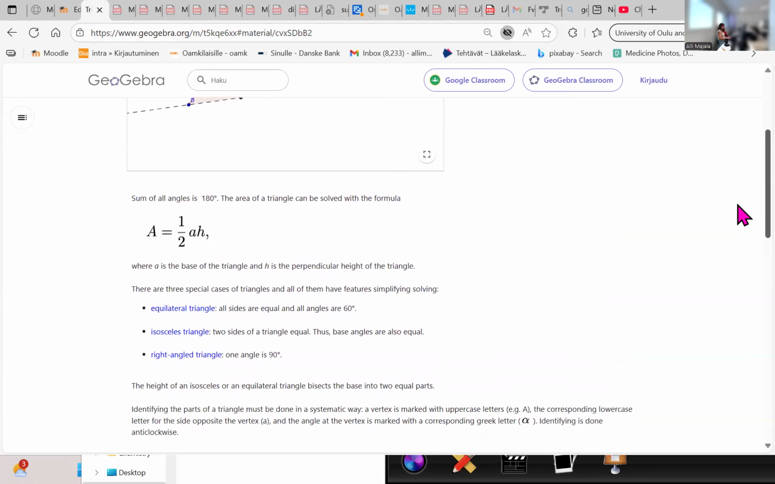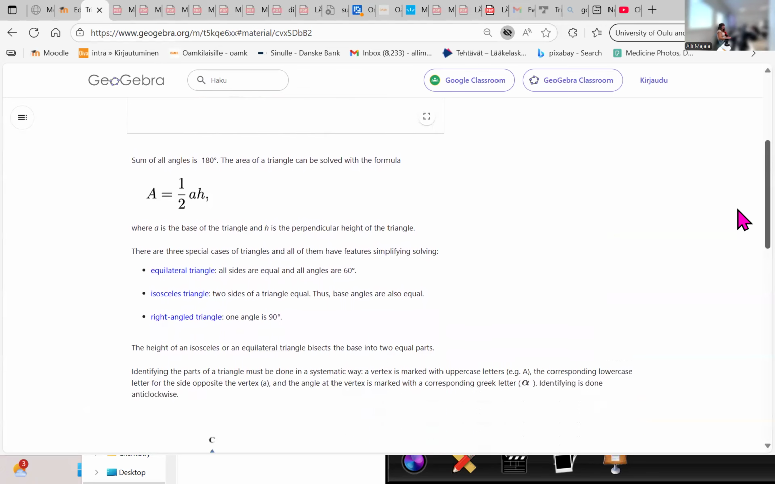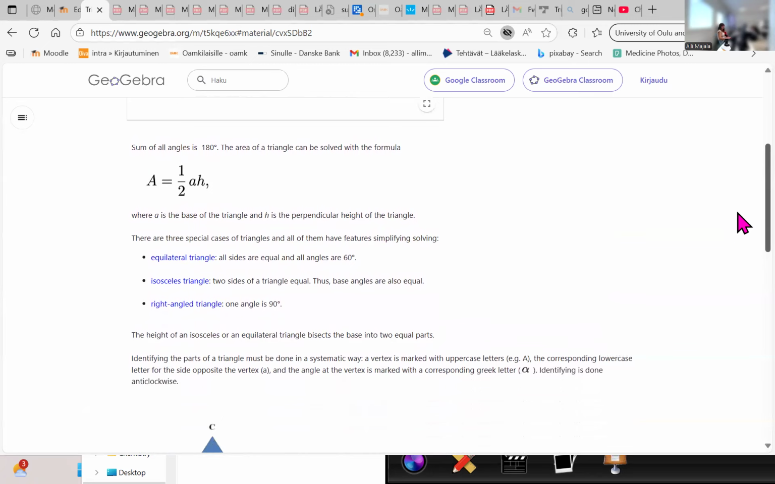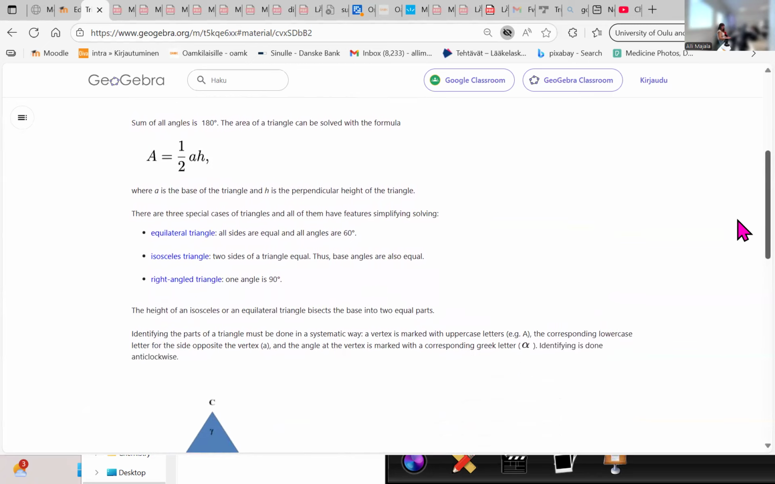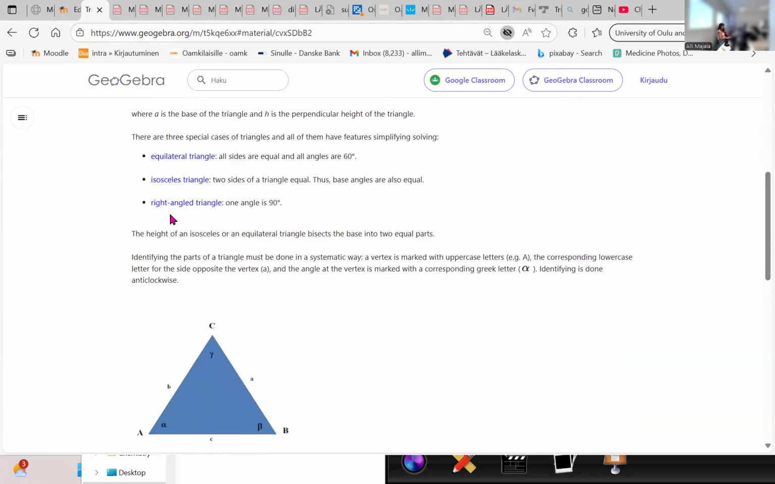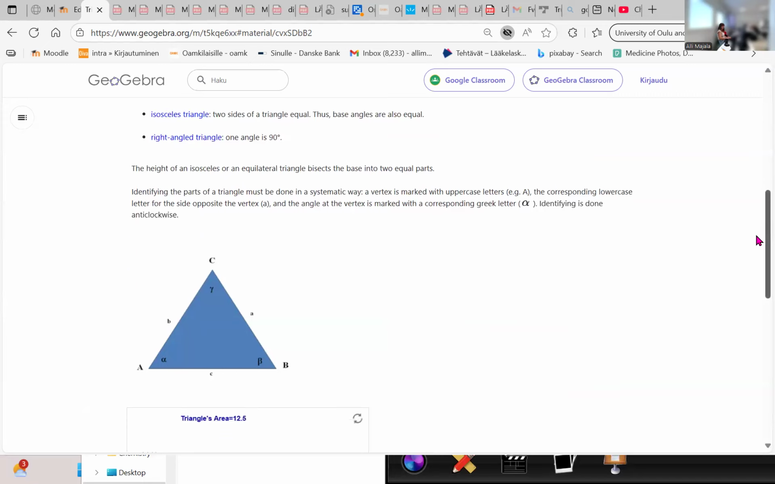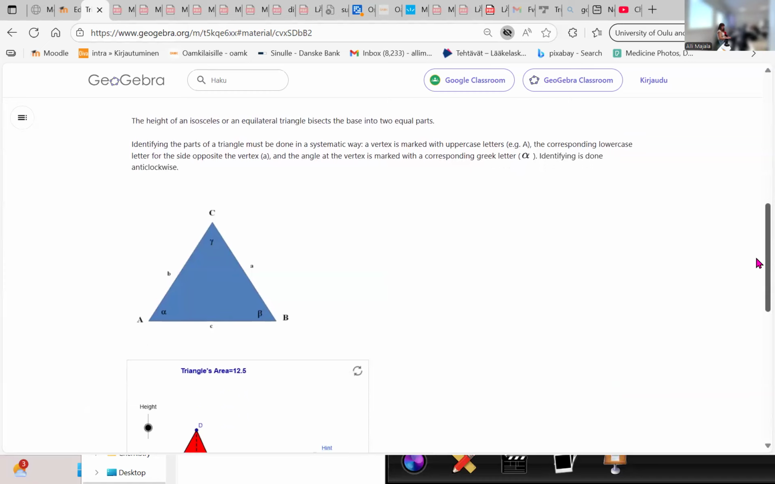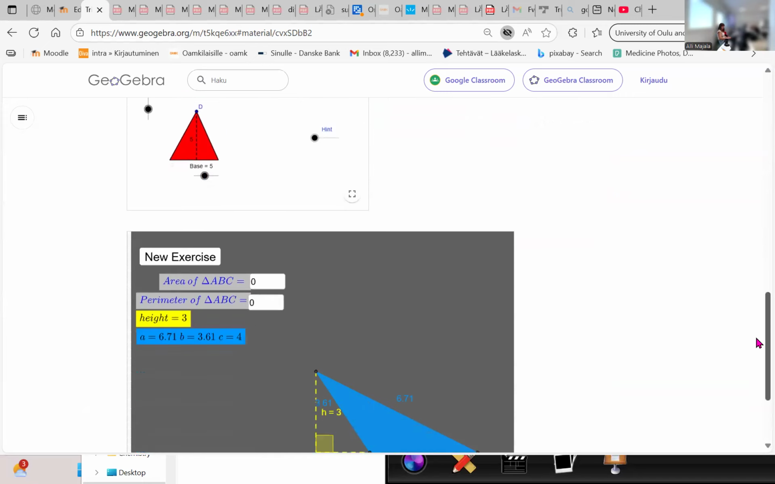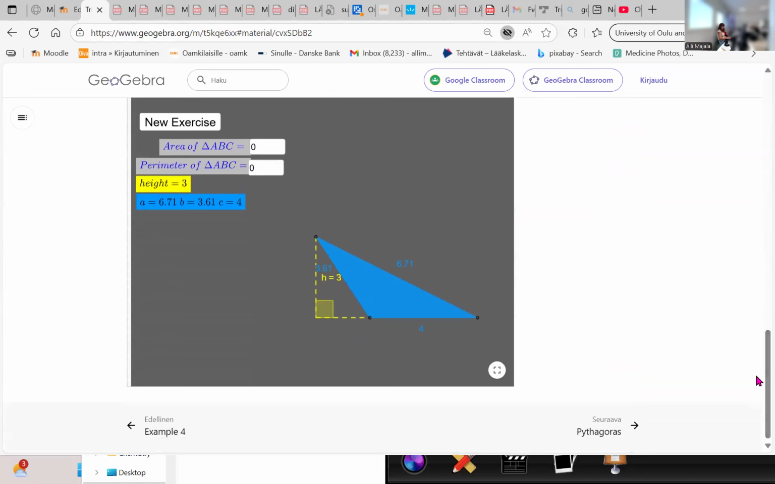Then you can name those triangles different ways. You can have a triangle where all the sides are equal or two sides are equal. Or then you can also have a right angle triangle. This is the one that's important to us in this topic. Right angle triangle. And then there is all sorts of exercises. You can try them. I didn't manage to do anything with this, but maybe it works, maybe it doesn't.